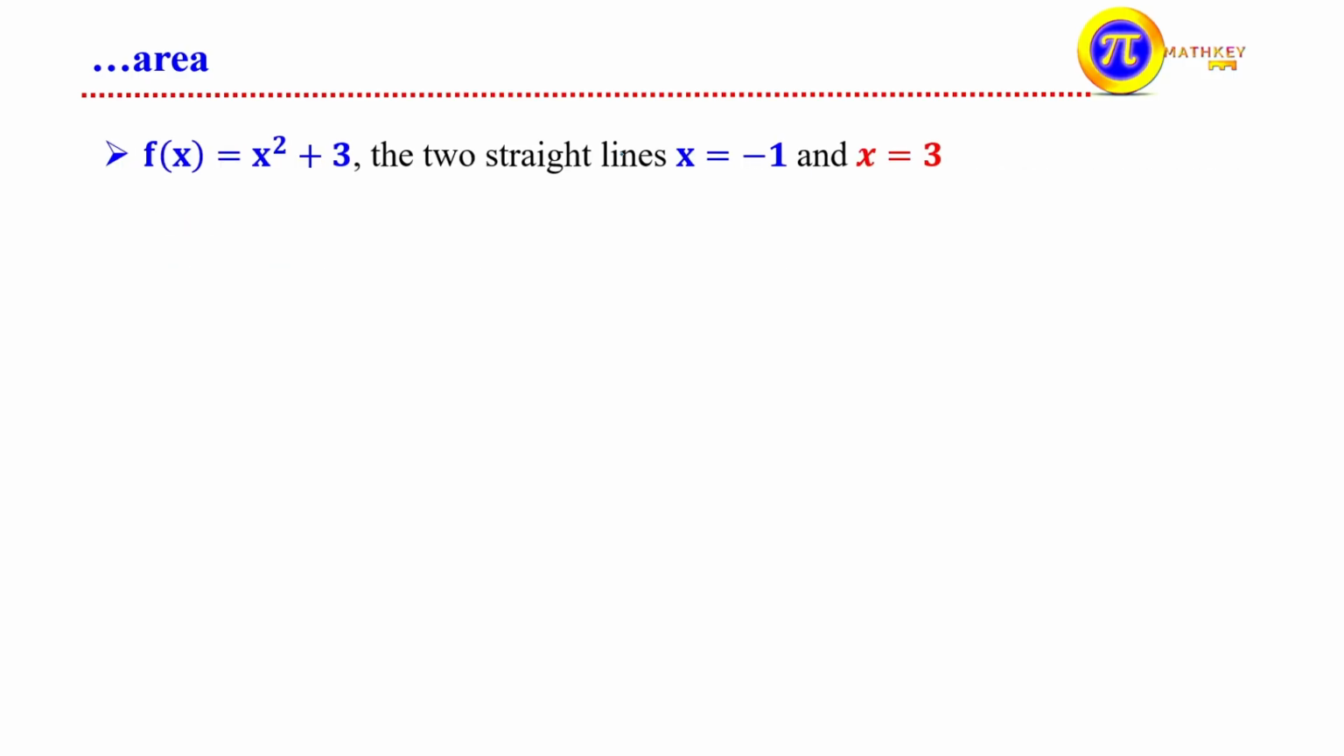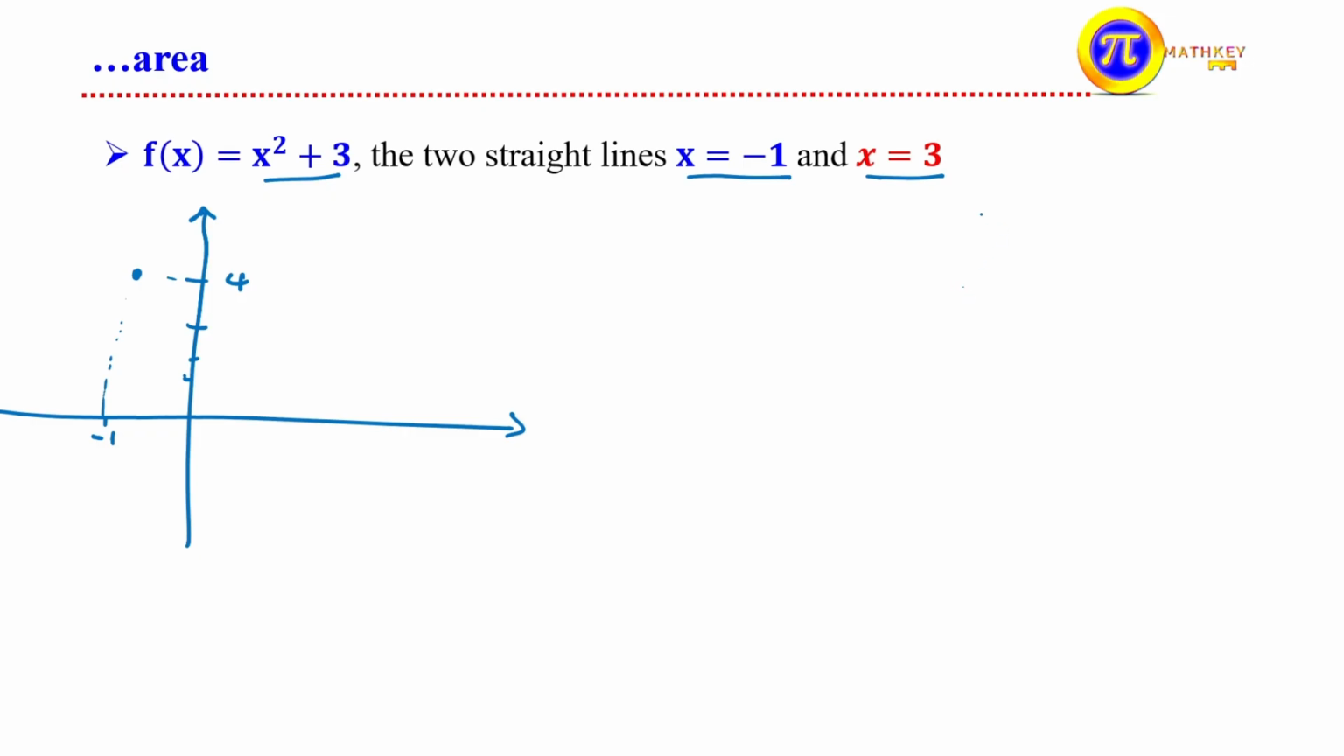The next one says f of x equals x squared plus 3 between the straight lines x equals -1 and x equals 3. Again we'll try to sketch the graph of this function between the given interval. When x is -1, the value of y is -1 squared, that is 1, plus 3, that is 4 ይሆናል. When x is 3, the value is 9 plus 3, that is 12.